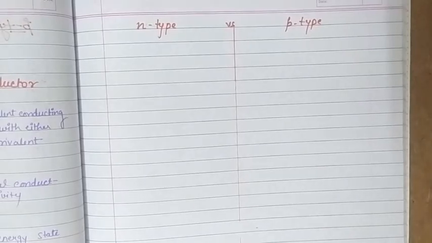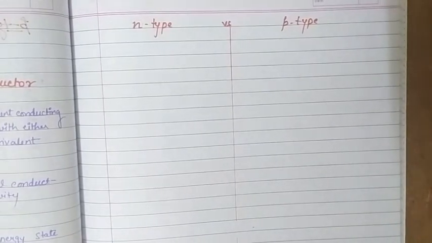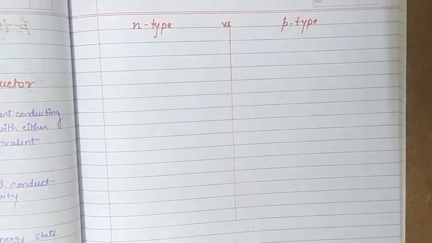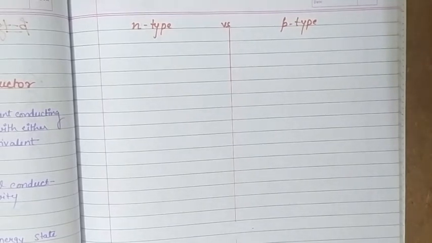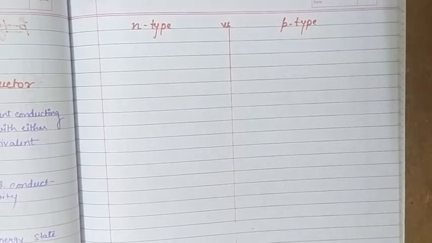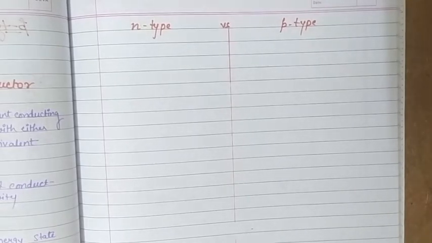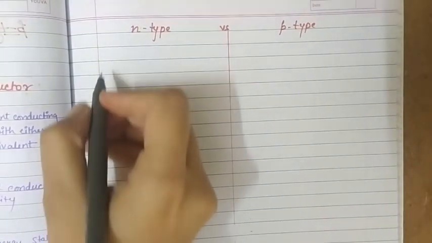Hello students. After the distinction between intrinsic and extrinsic semiconductor, now we are going to differentiate between two extrinsic types of semiconductors, that is n-type and p-type semiconductor. The first point of similarity between these two is that both are extrinsic semiconductors, but the difference is the impurity atom that we add to get these two are different. In case of n-type, we add pentavalent impurity, that is group 5 elements, while in case of p-type semiconductors, we add group 3 elements or trivalent impurity.